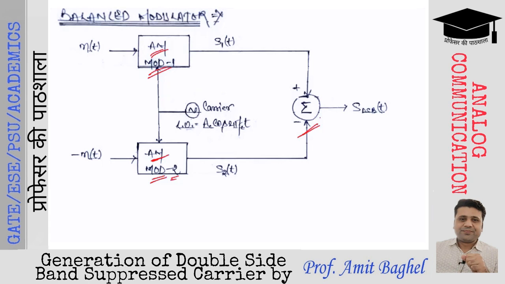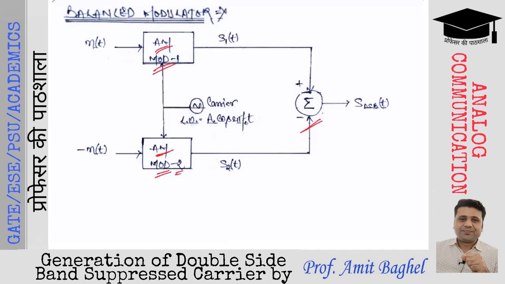signal. तो DSBSC सिग्नल को आप बैलेंस मॉड्यूलेटर की मदद से जनरेट करते हैं और बैलेंस मॉड्यूलेटर के बेसिकली तीन कंपोनेंट्स होते हैं. The major components are, we have two standard AM modulators, named modulator 1 and modulator 2, और दूसरा कंपोनेंट होता है एक समर, जिसका काम होता है स्टैंडर्ड एएम मॉड्यूलेटर के जो आउटपुट्स हैं S1T एंड S2T, इन दोनों को ऐड करना.